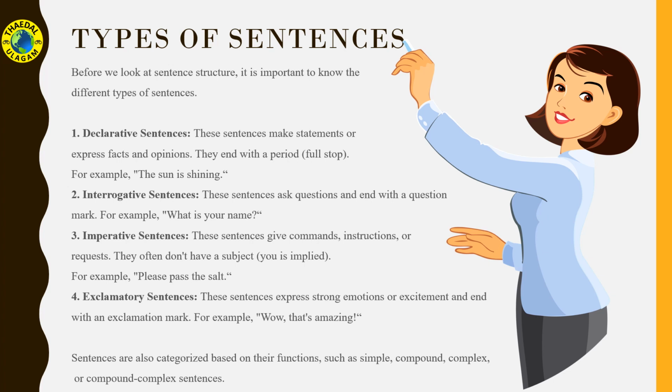Sentence type 1, declarative sentences. These sentences make statements or express facts and opinions. They end with a period. For example, the sun is shining.